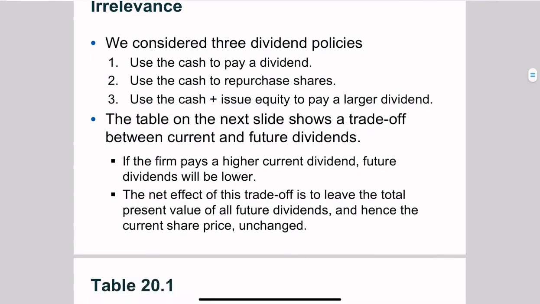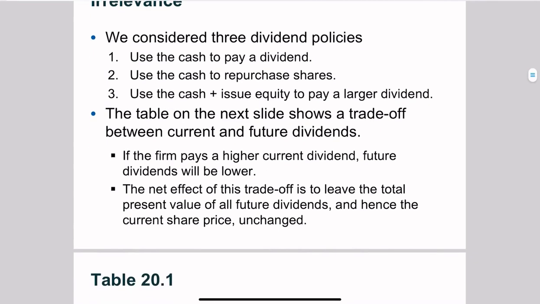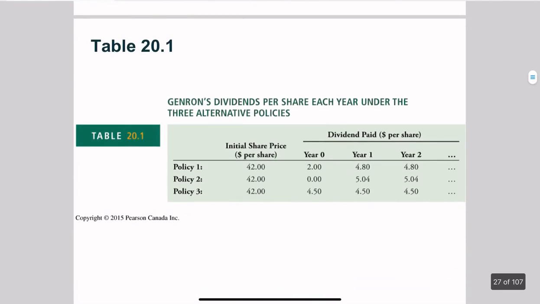So what you can see here is there is a trade-off. Basically, if the firm pays a higher dividend now, then its future dividend will be lower. For example, in the third case, the firm pays the highest dividend among the three cases, right? You can see that in this case, the firm pays out $4.5 per share.